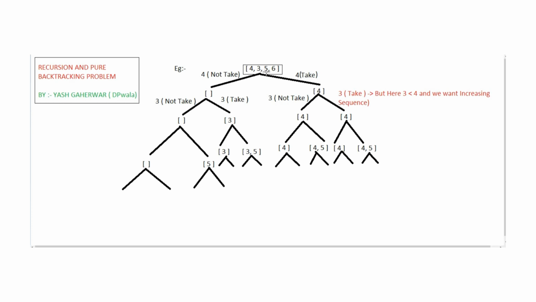Similarly, we do it for the 5 and we take it, not take it. So here we do not take it, the array is still empty, and we take it, then it becomes 5. Similarly, in 3 we do not add 5, we add 5. For 4 we do not add 4, we add 4. Here we do not add 5. Here we can add 5.